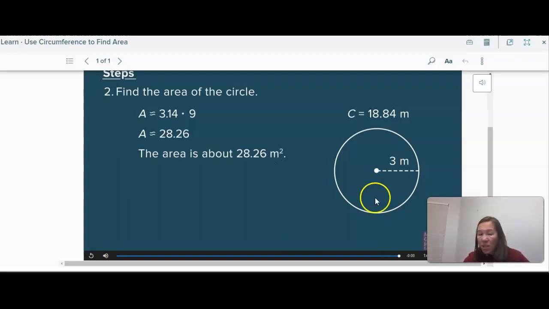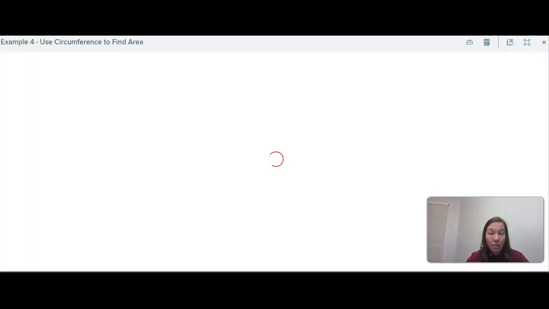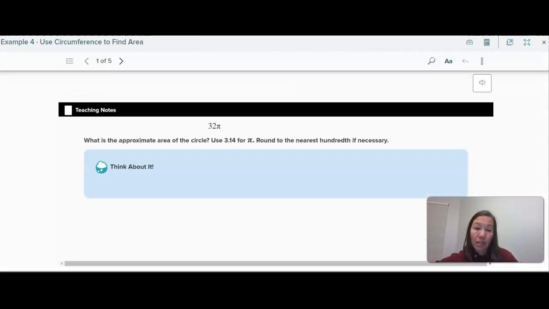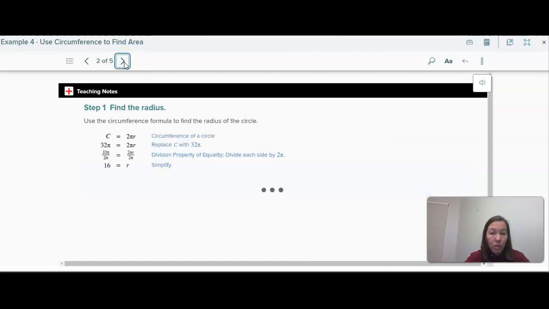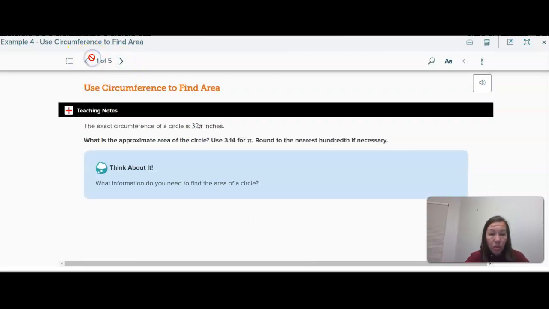Okay, so one step I would change to that is that in the last section we looked at finding the radius given the circumference. So let's just use the way we learned in the last section to find the radius and then find the area. So on page 462 is the last example for this section. We know the circumference of the circle. So the circumference of the circle is 32 inches, or excuse me, 32 pi inches.